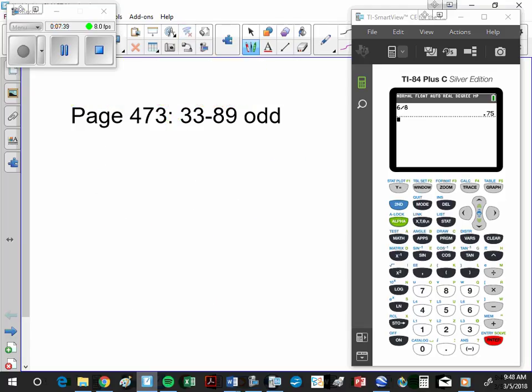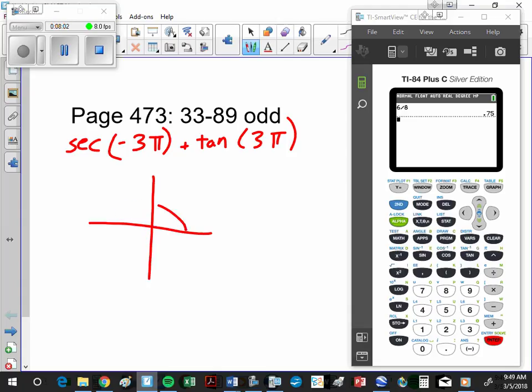Number 44 says the secant of negative 3 pi plus the tangent of 3 pi. Where is negative 3 pi? It's the same as pi. Yes, so it's the negative x-axis. It's right here, and that is negative 1 comma 0.